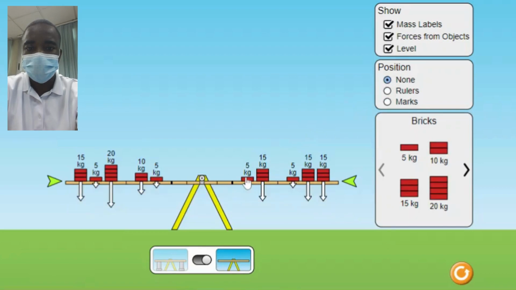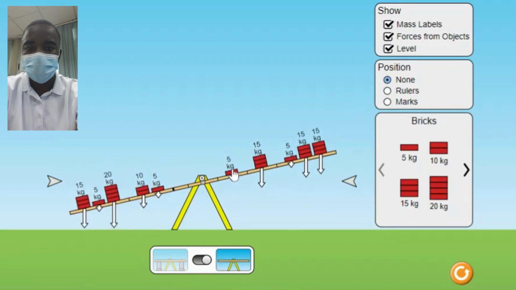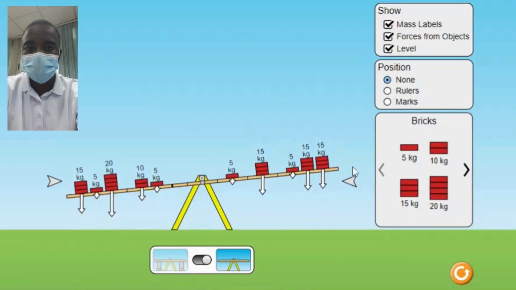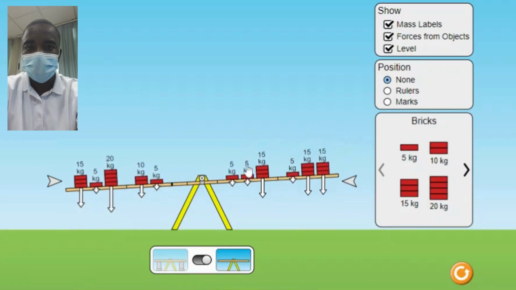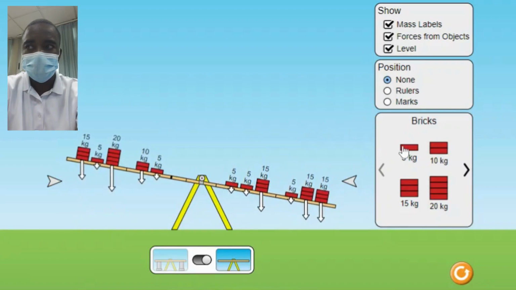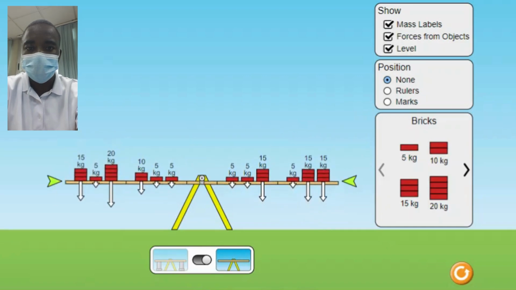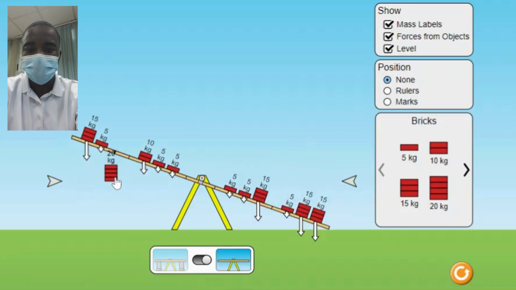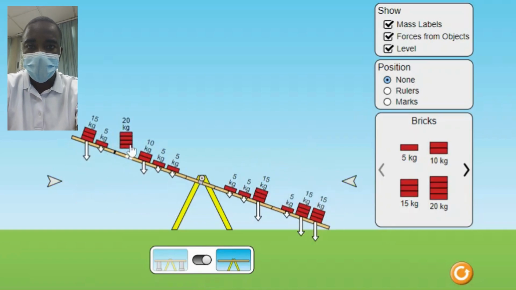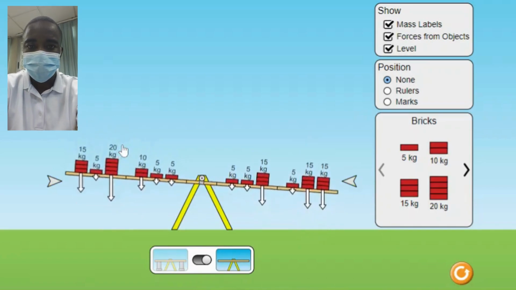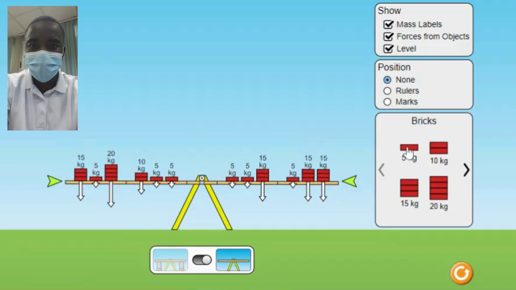The Balancing Act simulation is a valuable tool for teaching and learning about the principles of balance and equilibrium. By providing an interactive, visual, and comprehensive platform, it helps students understand the fundamental concepts of balance, torque, and the conditions required for equilibrium. Whether used in a classroom setting or for individual study, this simulation can significantly enhance the learning experience and build a strong foundation in physics.